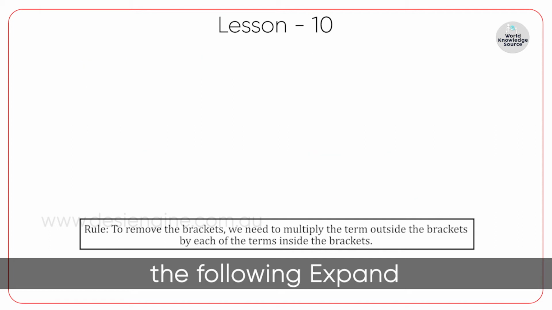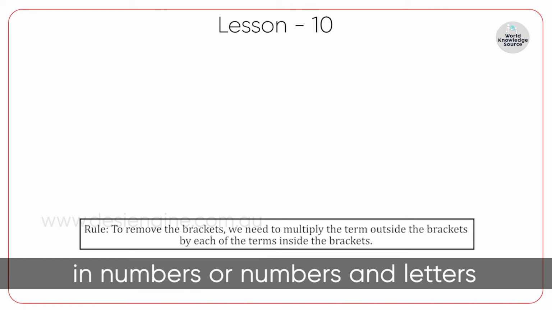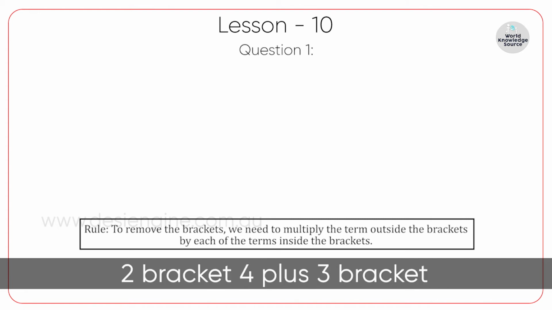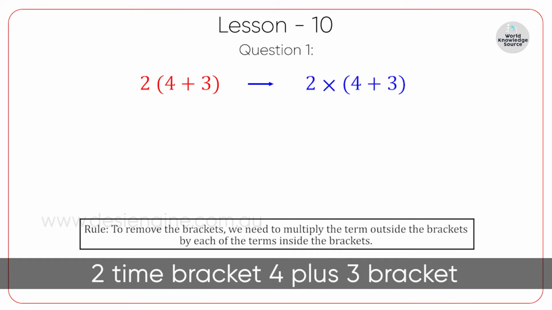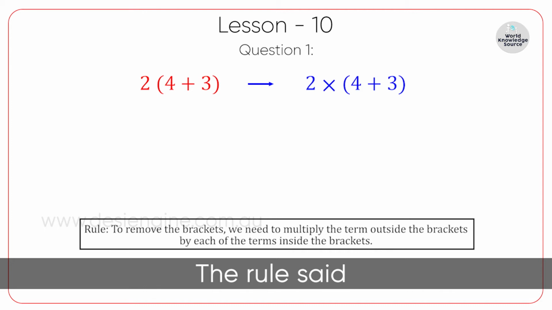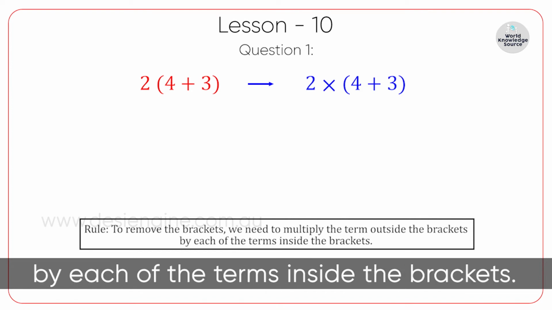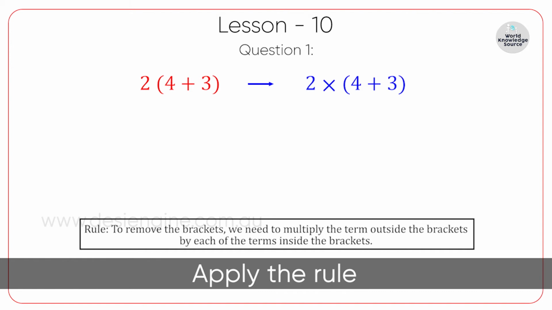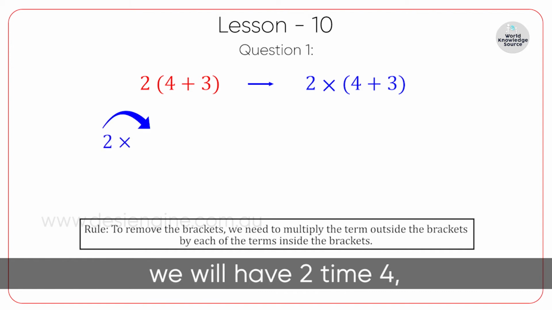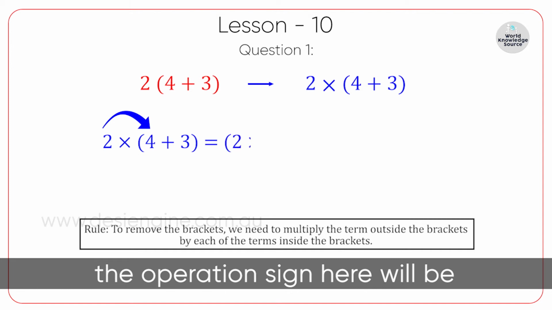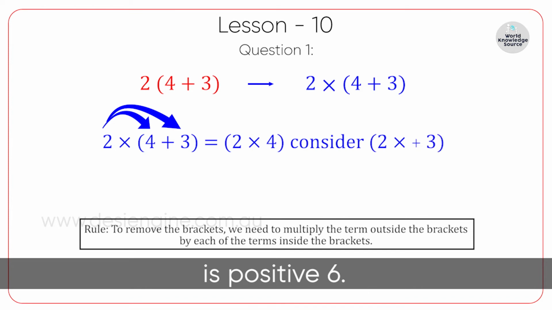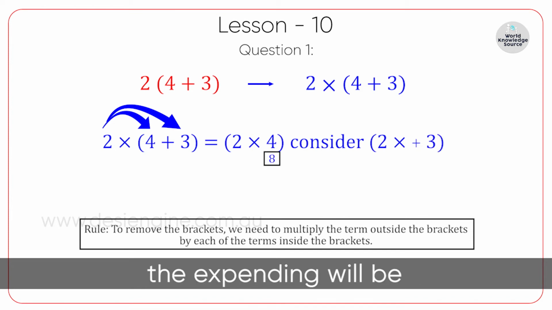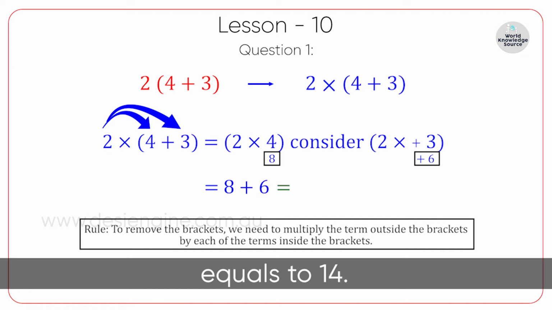Now let's have a look at the following expansions, in numbers or numbers and letters. Question 1. 2(4 + 3). We can write this as 2 times (4 + 3). The rule said, to remove the brackets, we need to multiply the term outside the brackets by each of the terms inside the brackets. Apply the rule. We will have 2 times 4. The operation sign here depends on the next multiplication. 2 times positive 3 is positive 6. Therefore, the expansion will be 8 + 6, which equals 14.